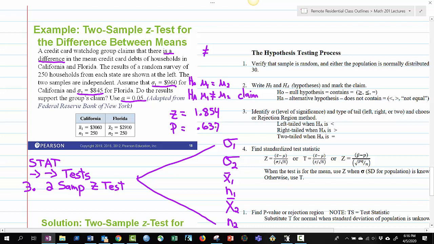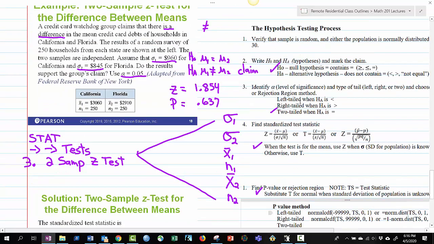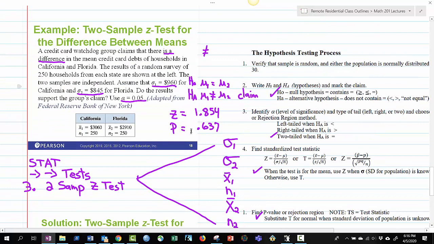All right, so what have we done? We found our two hypotheses. We noticed it was left-tailed. We found our test statistic, and we found our p-value. Okay. Some of these will ask for rejection region, so I'm going to go ahead and do that here. All right, so the rejection region method. Now, the thing about these is at this point, because we're using the calculator, it flat out tells us the p-value.